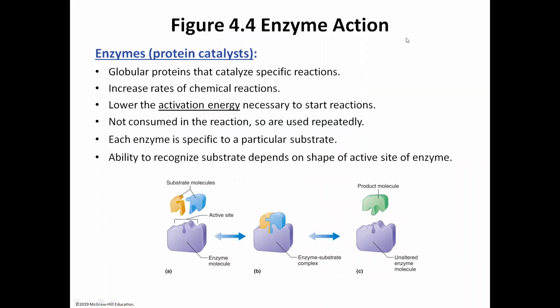And so enzymes are actually a type of protein. We call them a biological catalyst or a protein catalyst. And what they do is they help to speed up chemical reactions. They increase the rate of chemical reactions. And so what they do in order to make this occur is they lower something called the activation energy.